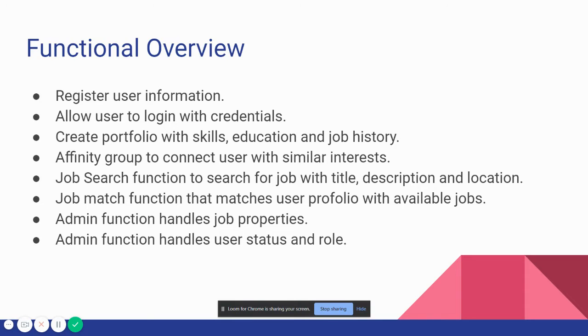And we have a job function that searches for jobs by title, description, or location. We also have a job match function that automatically matches the user portfolio with all the job requirements. For user accounts, we have two kinds: a normal user and an admin. Admin has functions that handle job properties to create, delete, or edit a job. It can also handle student status and role. You can suspend a user and make a user admin.